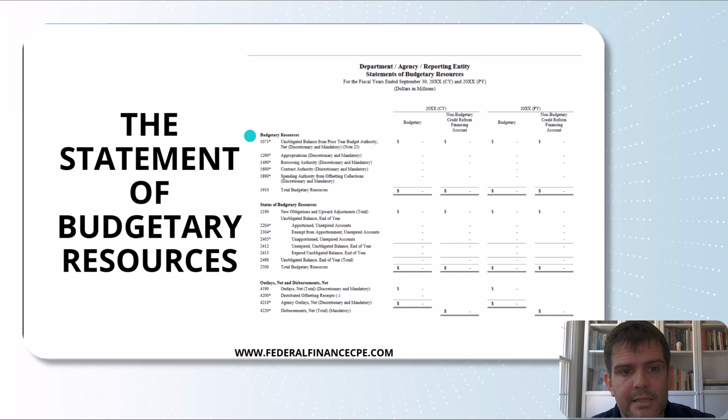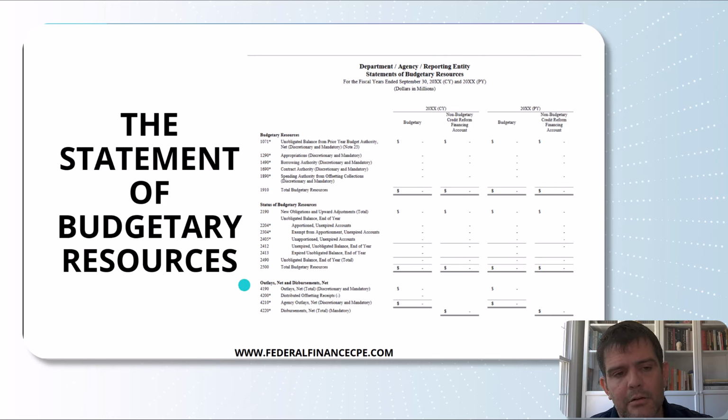You'll see it starts here with the Budgetary Resources section, and this matches our budgetary accounting equation as it shows the total budgetary resources by your budgetary authority and your unobligated balances from prior year. Now you have your status of budgetary resources. Same thing here. And ultimately it gets us to total budgetary resources, but you'll see new obligations. You're going to see your apportioned, your exempt from apportionment, your unapportioned, unexpired, expired funds. Now, line 1910 is going to equal line 2500. That's your budgetary accounting equation.